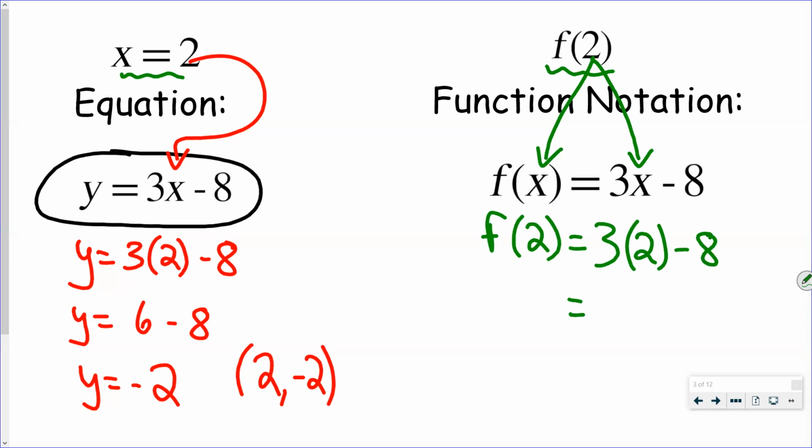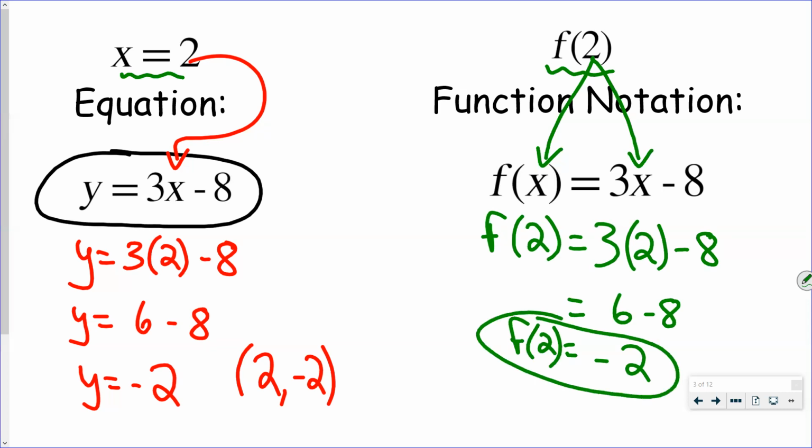Then we solve. 3 times 2 is 6. Add the minus 8. And we get an answer of -2. So f of 2, the function of 2, is -2. So anytime I input 2 into this function, 3x minus 8, I'm going to always get -2. That's all this is. F of x basically says f of x, meaning we have the x. F of 2 means in place of the x, we're going to put the 2 because that's what I replaced it with. It's function notation.